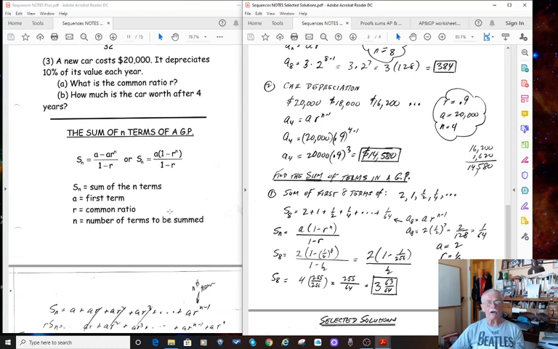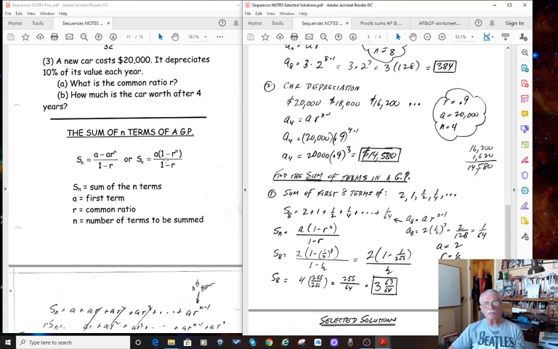Now let's move on. We now know how to find the nth term of a geometric progression. Now let's find the sum. And this looks kind of messy. I mean, look at this. The sum of the first n terms of a geometric progression is this expression. You can factor out the a at the top, and this is an alternate way of writing it, where s sub n is the sum of the first n terms, a is the first term, r is the common ratio, n is the number of terms to be summed.